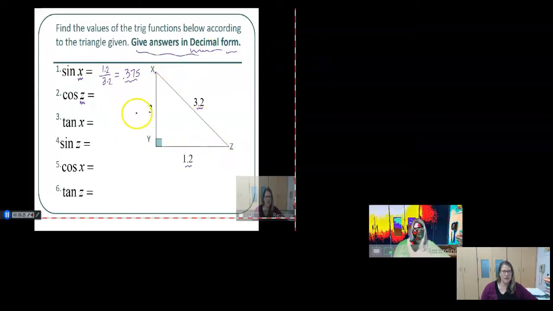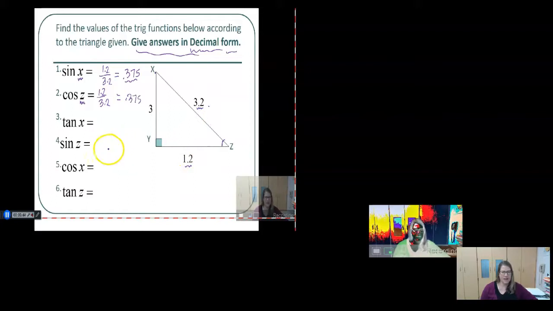Okay, now cosine z. Remember, cosine is the adjacent side over the hypotenuse, so I look at angle z. Adjacent is 1.2, hypotenuse is 3.2. So again, 1.2 over 3.2, which is about 0.375.